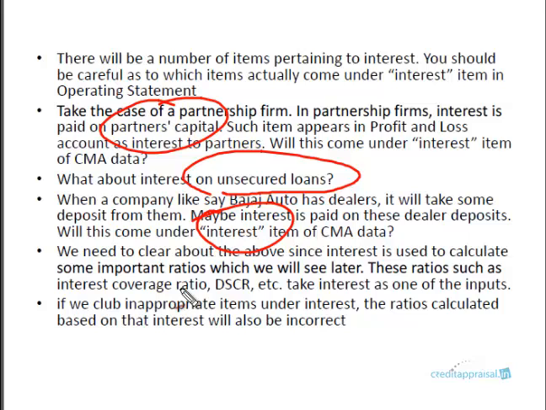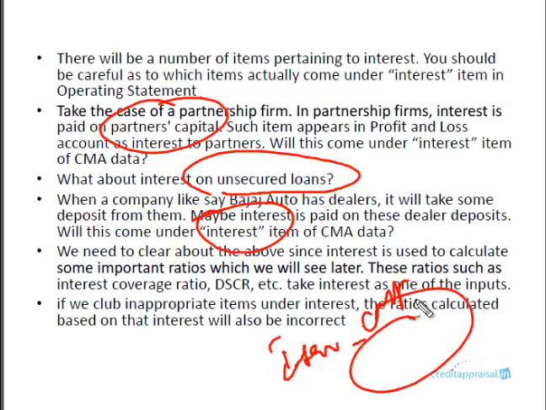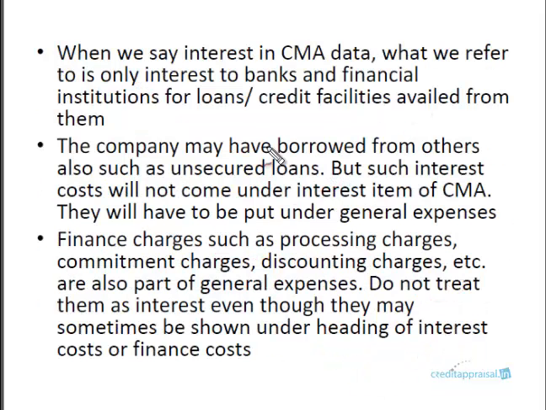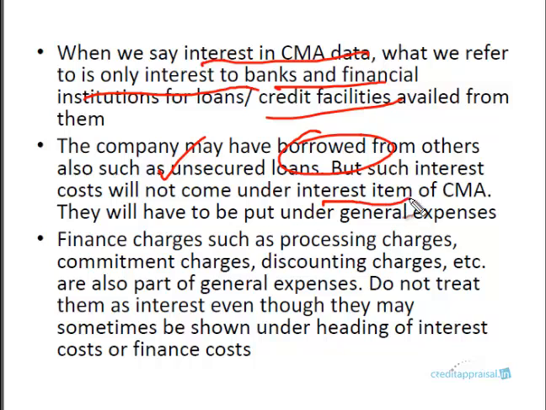We should know which are the items that we have to consider while classifying interest under the CMA data. Please remember, when we say interest in the CMA data, we refer to only interest to banks and financial institutions for loans and credit facilities availed. The company might have borrowed from other sources such as unsecured loans and many other sources, but interest on those items will not come under the interest item of the CMA data.